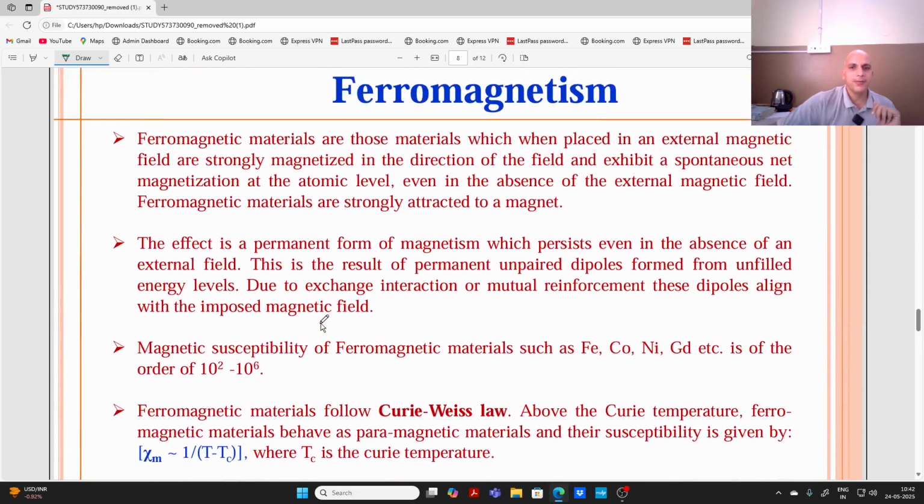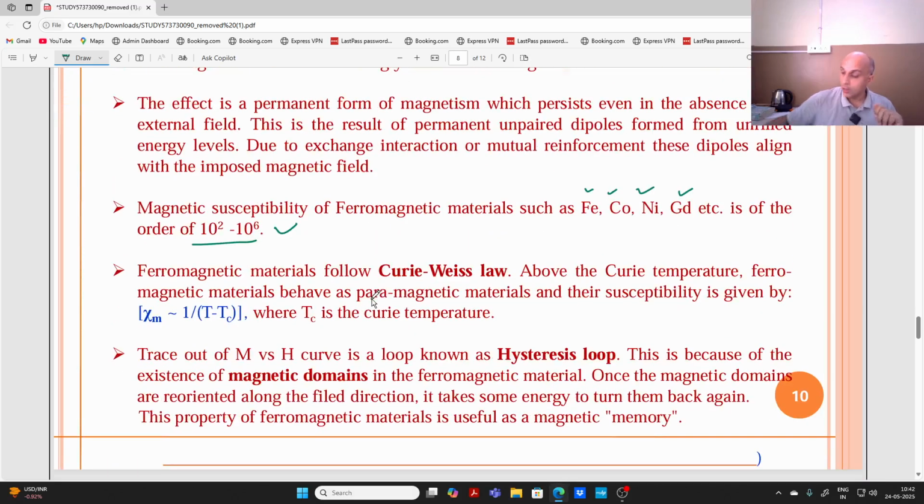So this is the case of ferromagnetic materials, right? The magnetic susceptibility of ferromagnetic materials such as iron, cobalt, nickel, gadolinium, etc. is of the order of this. You can see it is quite high and it is positive, right? Now the ferromagnetic material follows the Curie-Weiss law. We know very well that the paramagnetic material follows Curie's law, zeta is equal to C upon T. These materials follow the Curie-Weiss law, which tells us that zeta is directly proportional to 1 upon T minus theta, or in some books you can see 1 upon T minus Tc.